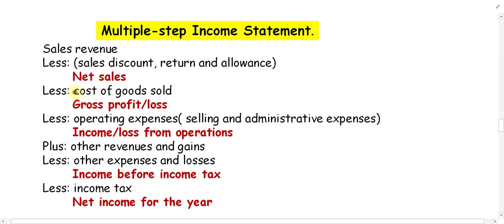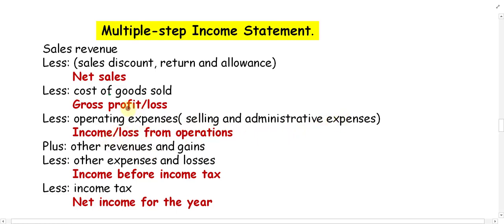And then from net sales minus cost of goods sold, you get, of course, gross profit or gross loss. Why it is called gross profit or gross loss, I will also explain in the next video. Then from gross profit or gross loss, minus operating expenses. And now we know what operating expenses are. Operating expenses in this case means selling and distribution expenses and administrative expenses.